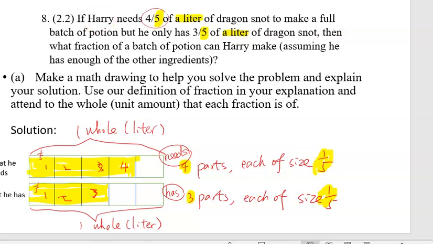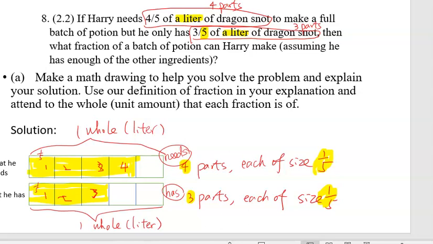So you can say, Harry needs 4 parts, because of the shaded 4 parts. So the highlighted 4/5 has 4 parts to make a full batch of potion. But he only has 3/5, which is literally 3 parts.